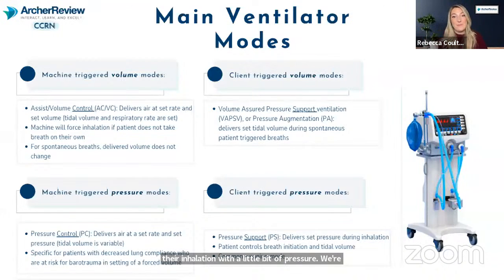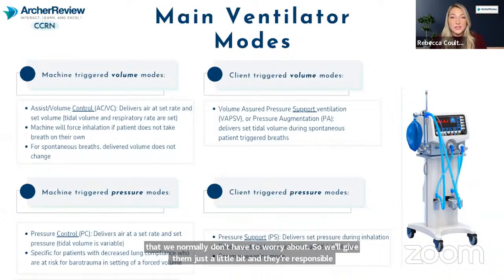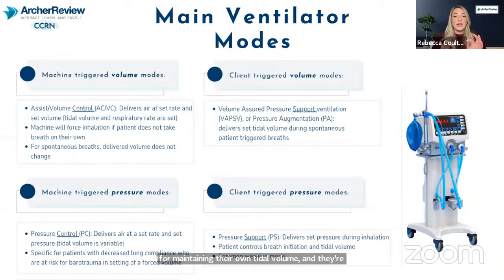So we're really just going to keep everything the same. They've got just a little bit of pressure to help them breathe through the long tube that's in their mouth that we normally don't have to worry about. So we'll give them just a little bit, and they're responsible for maintaining their own tidal volume, and they're responsible for maintaining their own respiratory rate. And that's why it's a great weaning mode.